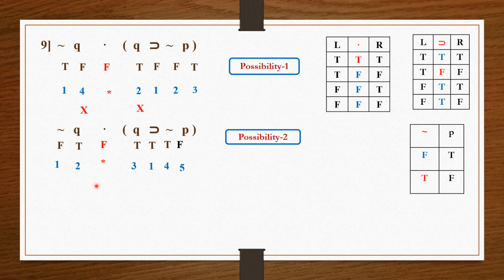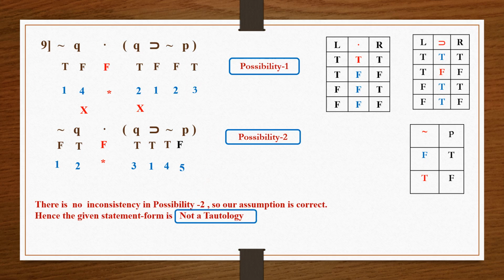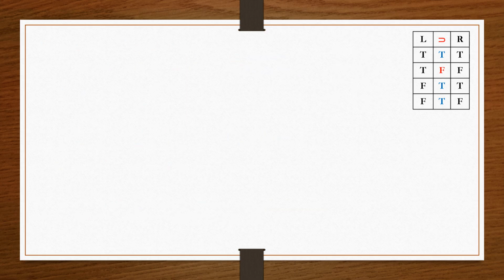Now we'll check whether there is any inconsistency. You can see it's correct. Both sides true. So true. Q is true, so Q is here also true, and P is false on both sides. So there is no inconsistency in the second possibility. So the whole expression is not a tautology.